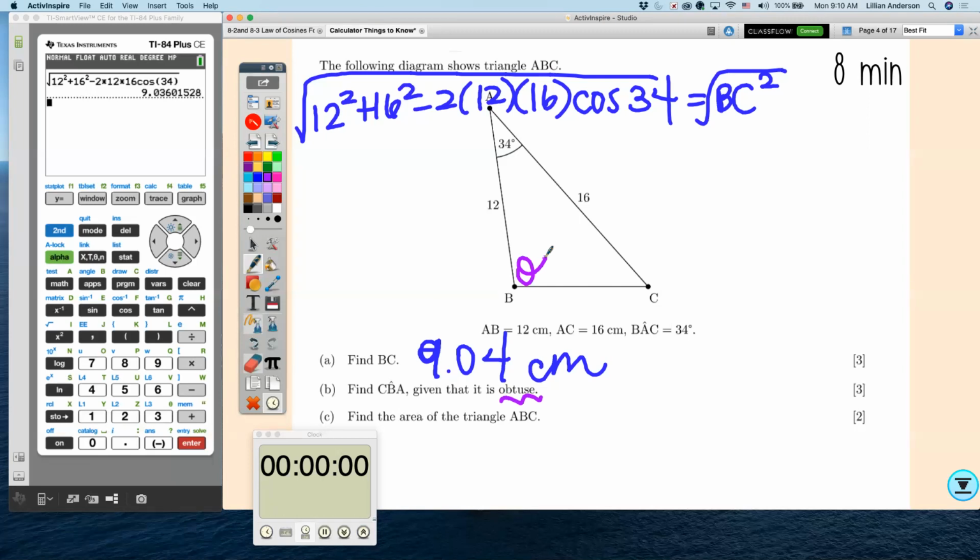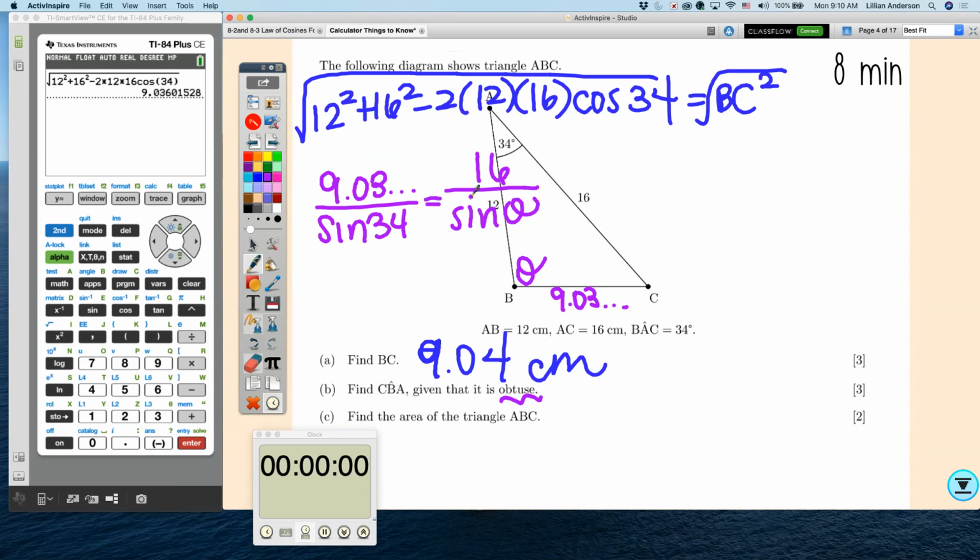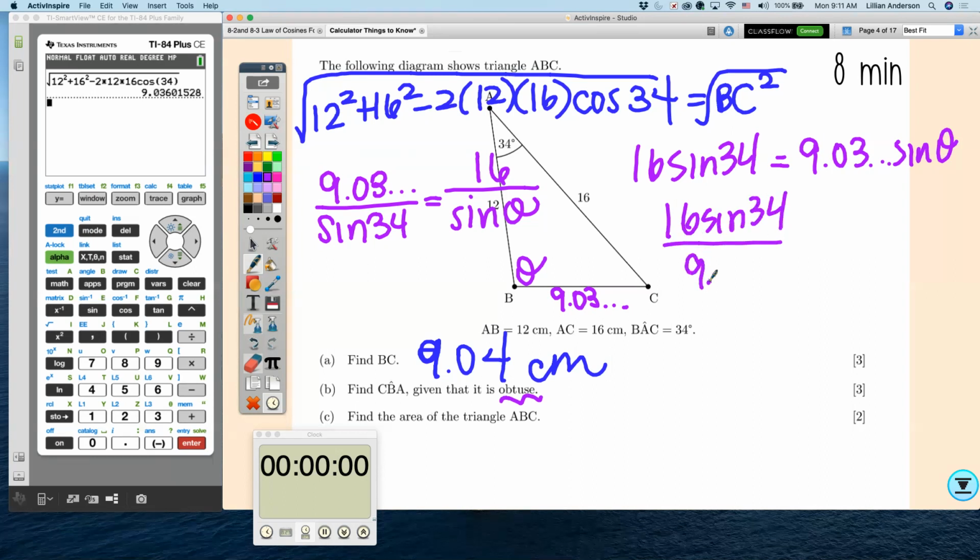What would I use to find angle CBA, Alyssa? Now I can use sine rule because I have this side over here. It was 9.03 and some change. So I use the sine rule, and I do not use the rounded answer. Taylor, why would I not use the rounded answer? It gets further and further away from being exact. All right, in order to find theta, an angle, I'm going to have to do the inverse at some point. Cross multiply, divide, and then take the inverse of sine in order to find theta.